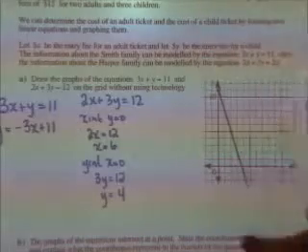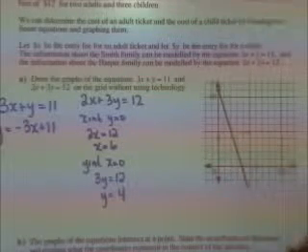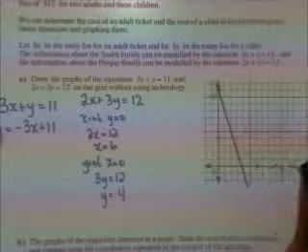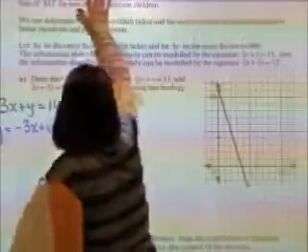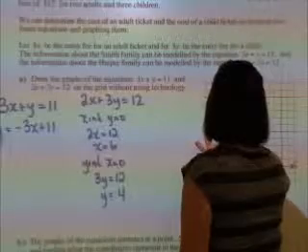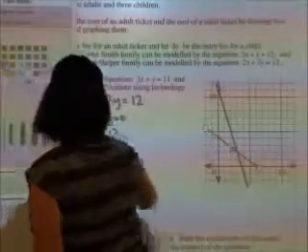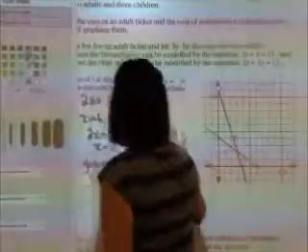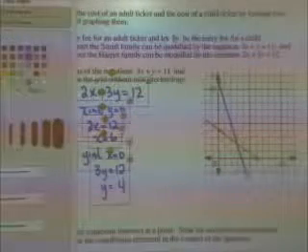So if I graph those 2 points, x is equal to 6 and y is equal to 0, and then y is equal to 4 and x is equal to 0, I get another line, which I can join with my ruler. So there are my 2 equations.